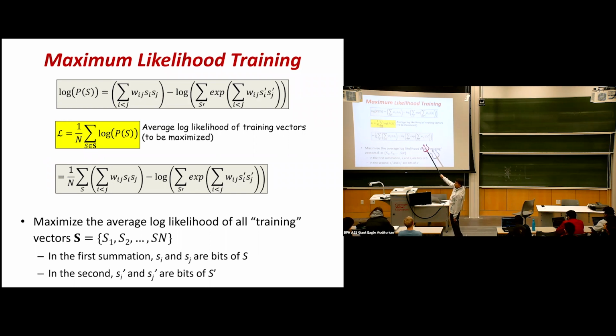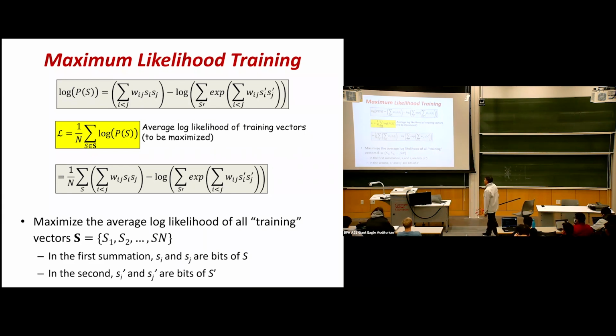The log of it is going to have a first term, which is the summation over all pairs, for any particular S, right? So log of P of S is going to be the weighted sum of the products of the pairs of bits. And the second term is, this is for the particular target pattern S, and this is for all possible states. It's a minus of log of the sum over all possible states of the exponent of, it's basically the first term, but summed over all possible states, right?